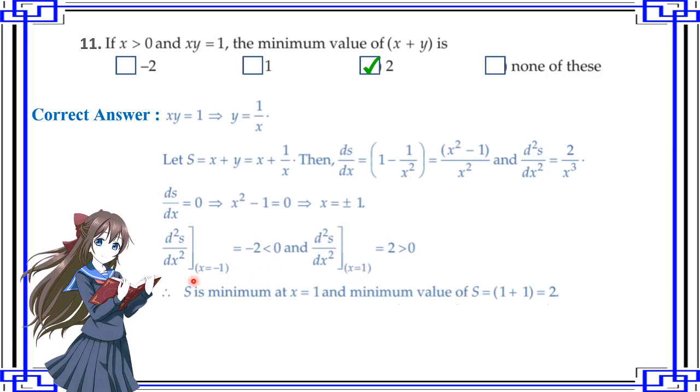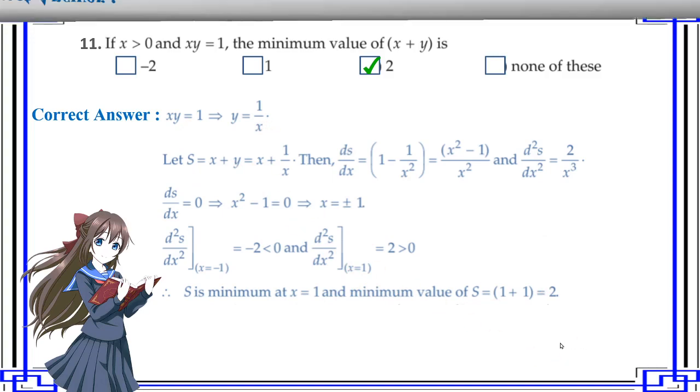Check at both the points. At x equal to minus 1, we are getting the double derivative as minus 2, which is negative, less than 0. So it's a point of local maxima. And at 1 we are getting the value of the double derivative as 2, which is greater than 0. So it's a point of local minima, right? So s is minimum at x equal to 1, and the minimum value of s you can now very well calculate: that is 1 plus 1, which is 2.